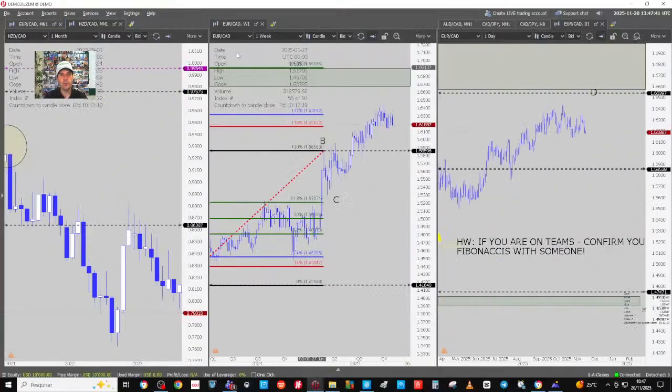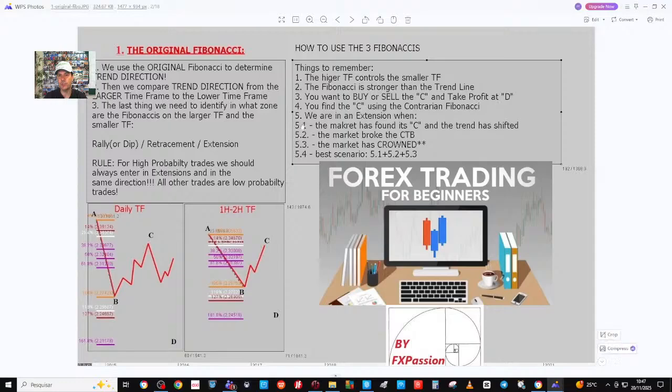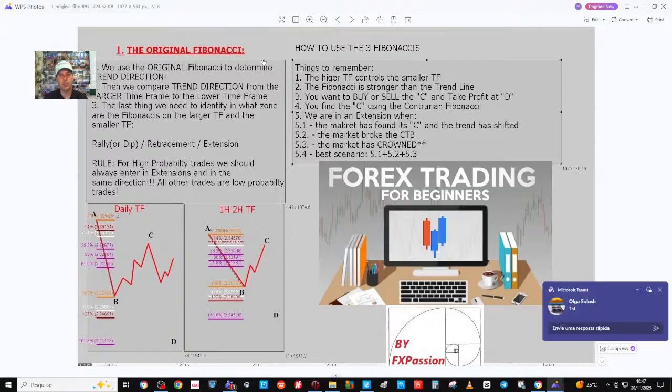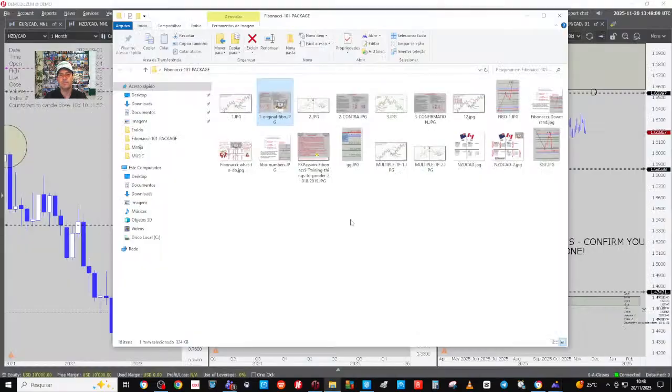Next week we're going to talk about trading the Fibonacci, but so far this is the package of pictures. The original Fibonacci, we use the original Fibonacci to determine trend direction. Then we compare trend direction from the larger time frame to the lower time frame.